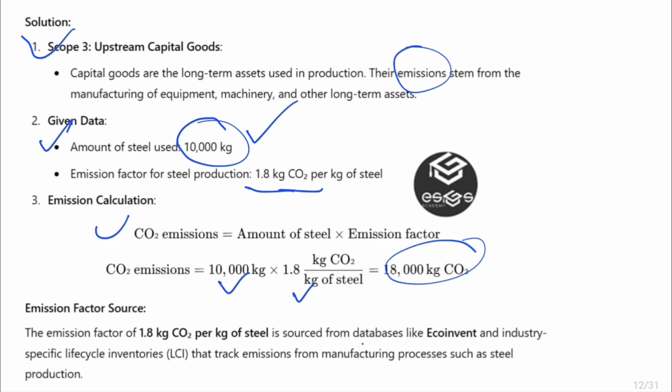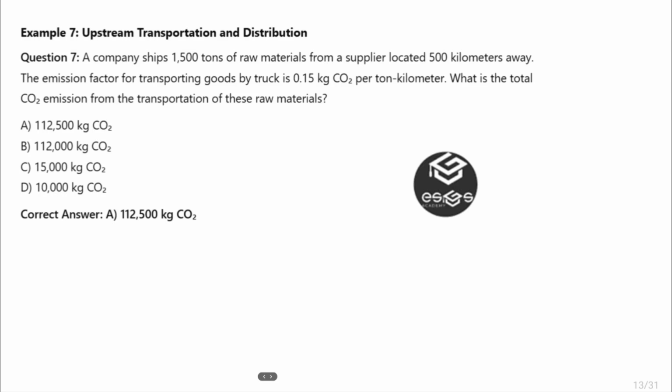This emission factor is sourced from database like EcoInvent or industry specific life cycle inventories, and that is tracking emissions from manufacturing process such as steel production. So this is about upstream capital goods category. Okay, now let us see another example. We'll talk about one more case related to upstream transportation and distribution.